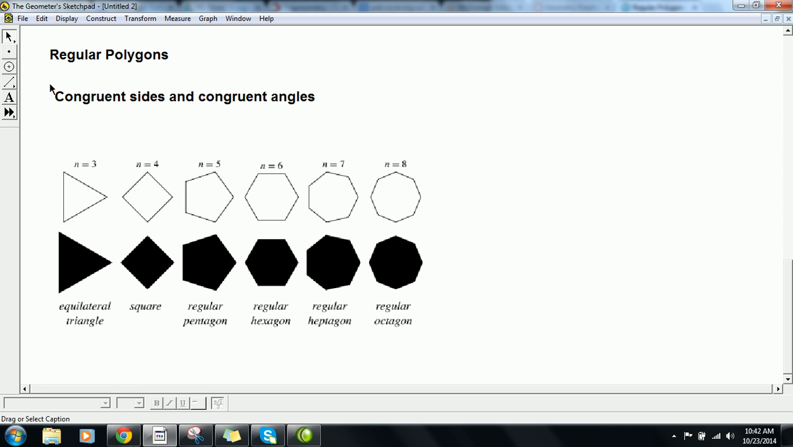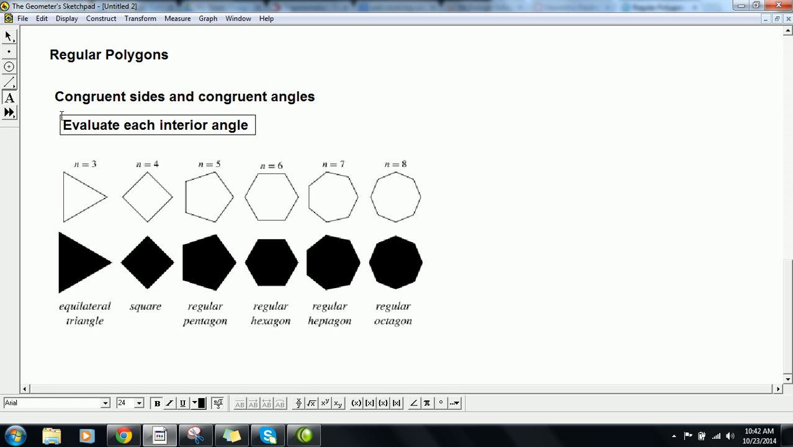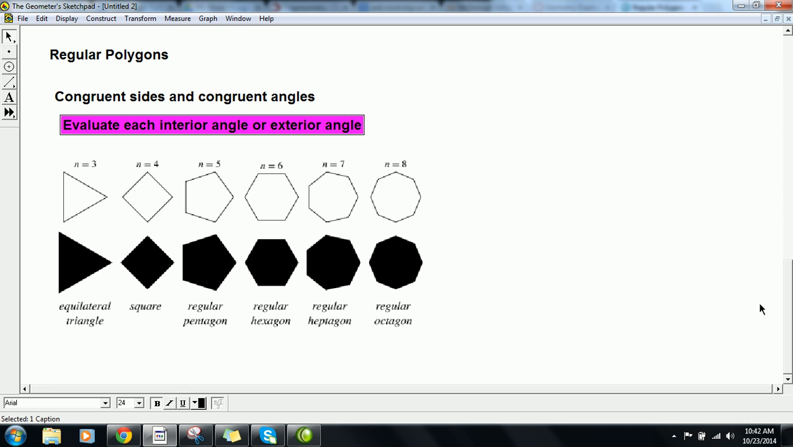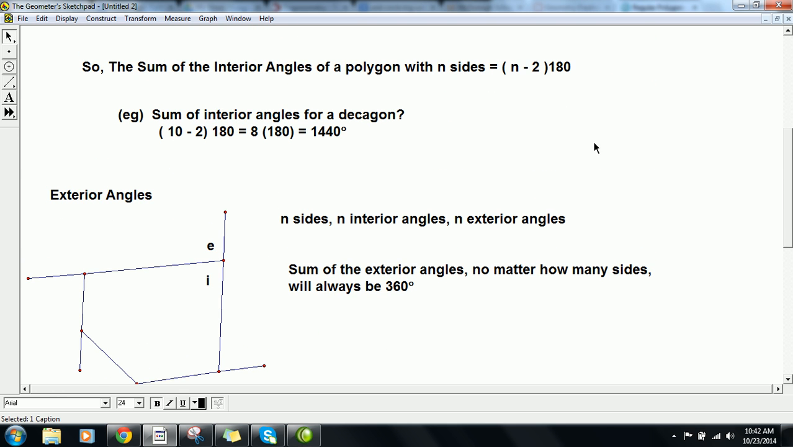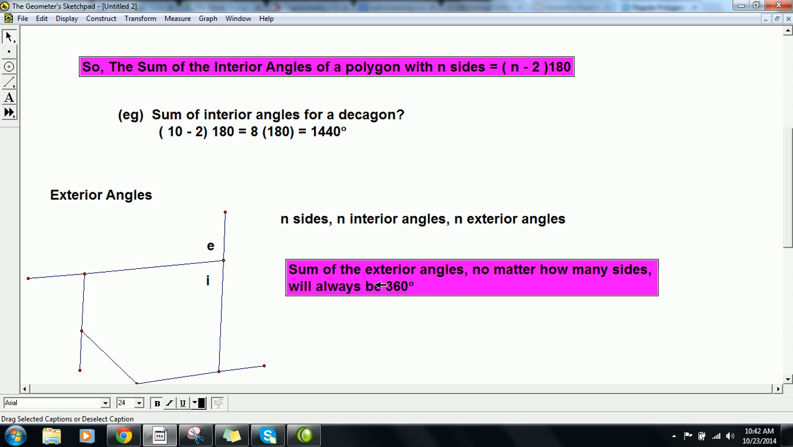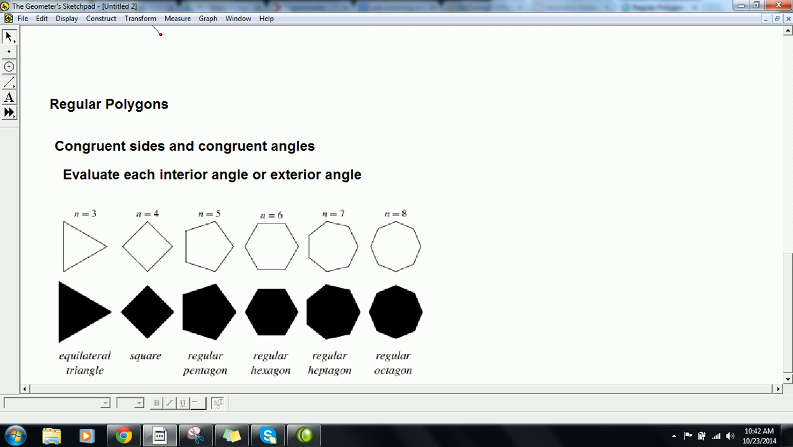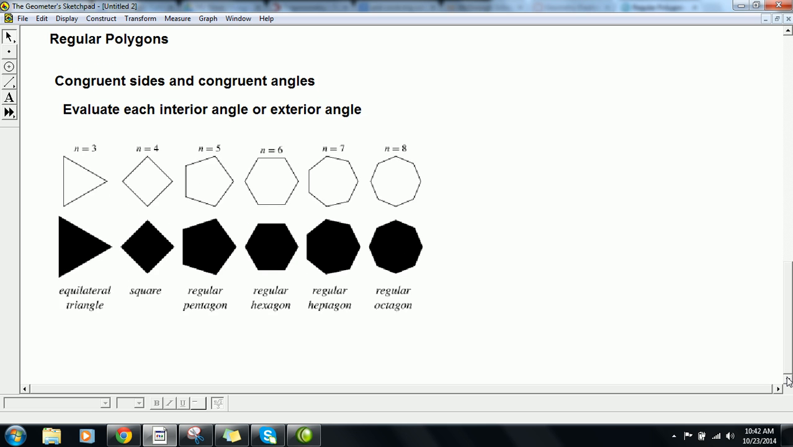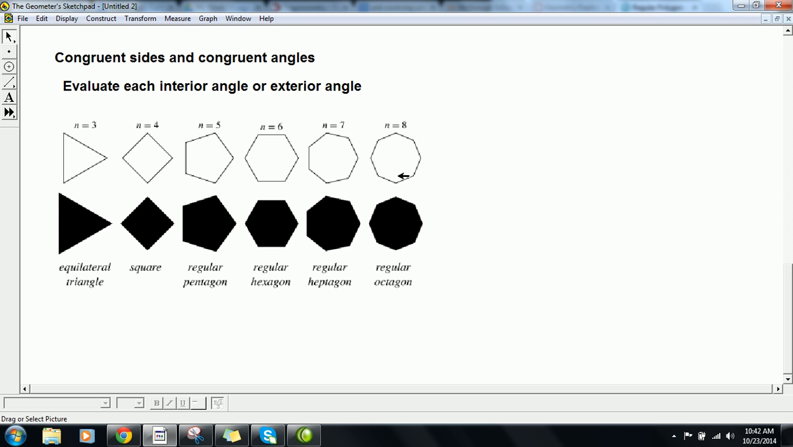Okay? So what we can do with regular polygons, since they have congruent angles, is therefore calculate, or evaluate, each interior angle or exterior angle. So we're going to move from the sum, which we talked about for any polygon, of interiors and exteriors, sum of interior, sum of exterior, 360, to calculating, if it's regular, an interior angle or an exterior angle. Okay? So let's think about how we can do that.